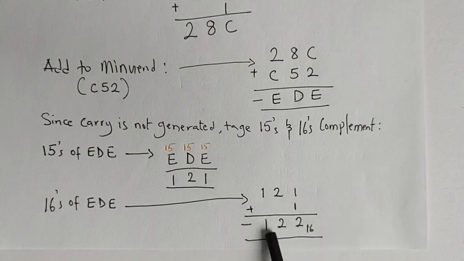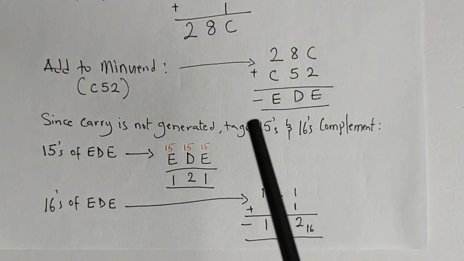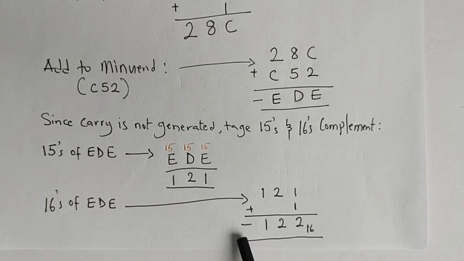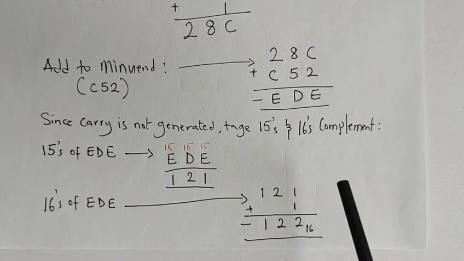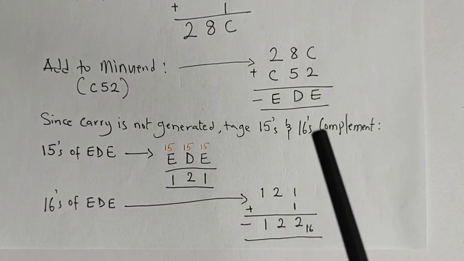But don't forget that our result is negative from the point where we discussed that carry was not generated. So our result is still negative. Don't forget. So we have minus 1, 2, 2 base 16. So this is how to solve this kind of example.